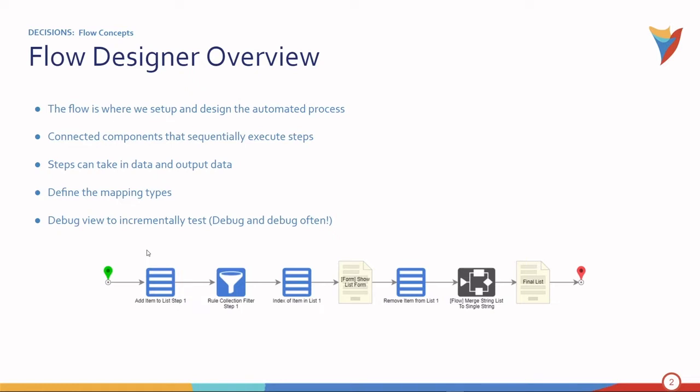Our flow designer is where I like to say all the magic happens inside of Decisions. The flow is where we set up and design the automated process. So inside of the flow designer, you can set up multiple steps and have those steps run in a sequential manner or even a parallel manner. But ultimately, they're working together to produce an outcome.